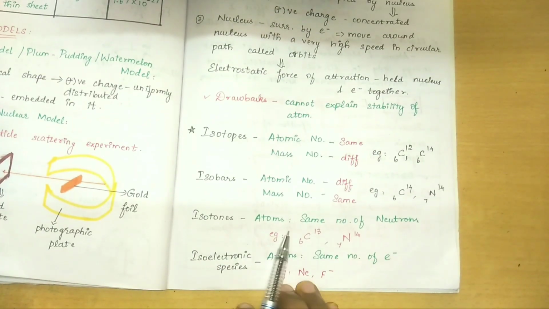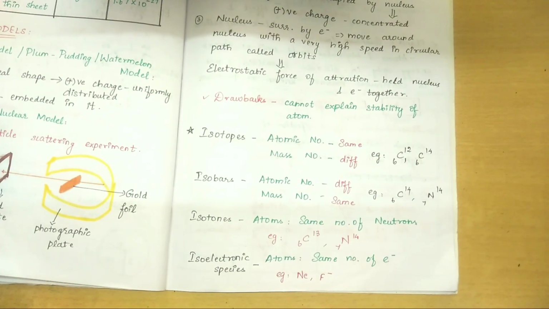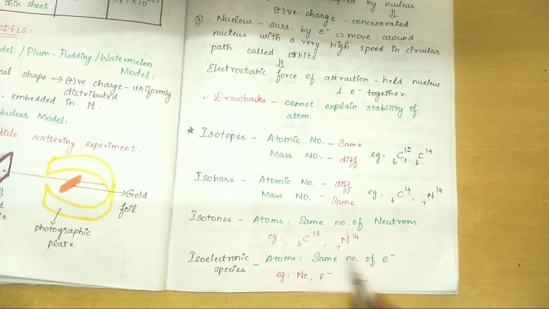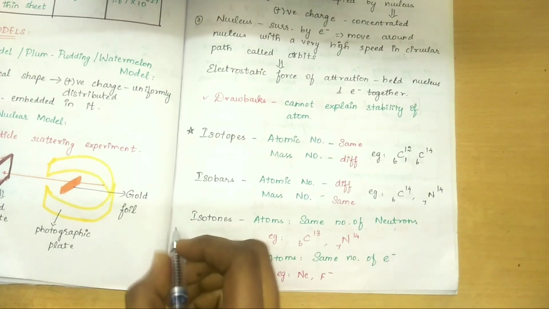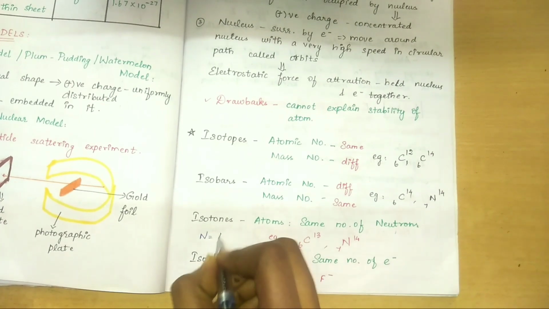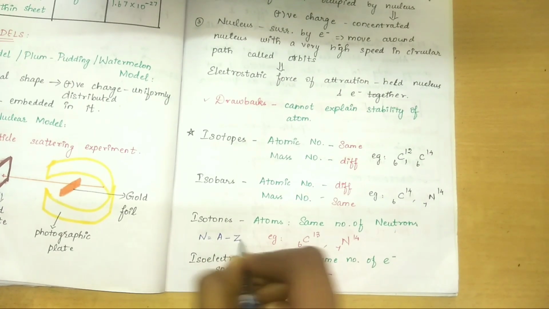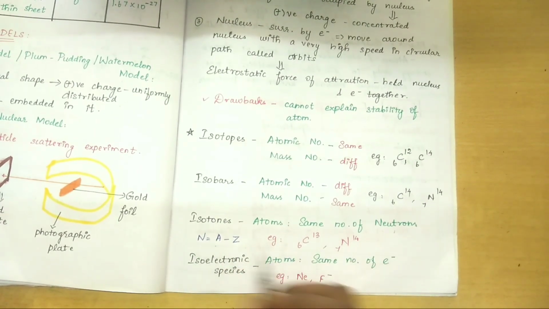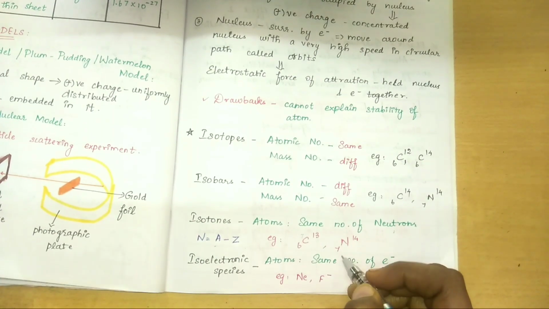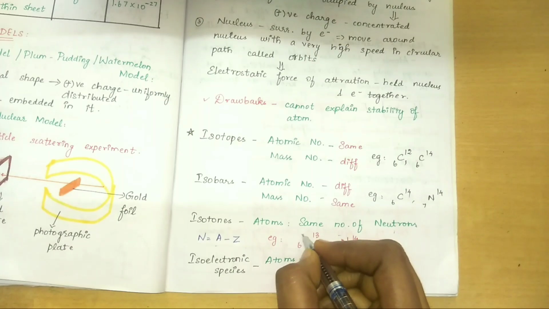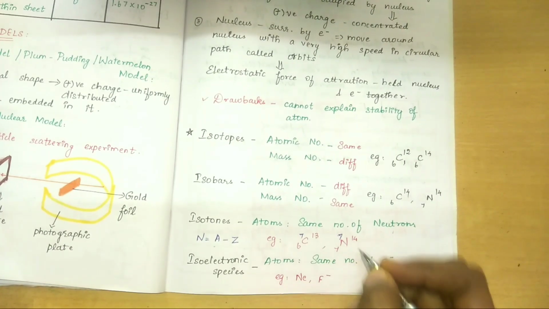Then isotones, atoms which have the same number of neutrons. For example, carbon 13 and nitrogen 14. How do we find the number of neutrons? Mass number minus atomic number, A minus Z, is the number of neutrons. So 13 minus 6 is 7 and 14 minus 7 is also 7. So both have the same number of neutrons, which is 7 here.